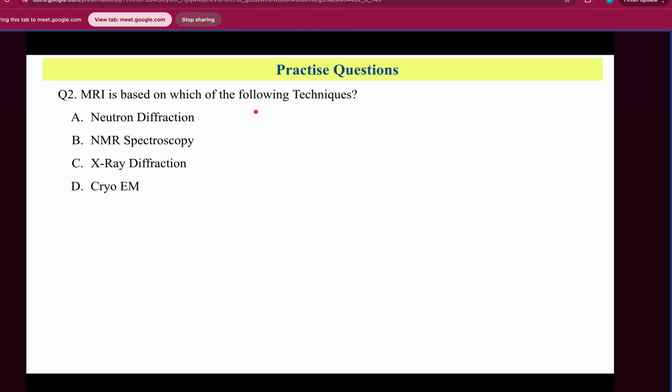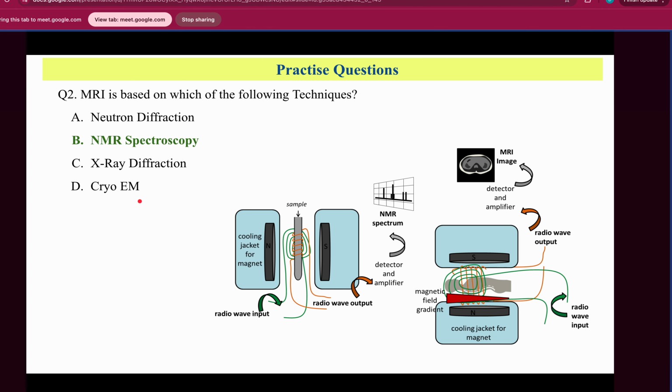MRI is based on which of the following techniques? Option A is neutron diffraction, option B is NMR spectroscopy, option C is X-ray diffraction, and option D is cryo-EM. So this also we have discussed that MRI is based on the principles of NMR spectroscopy.